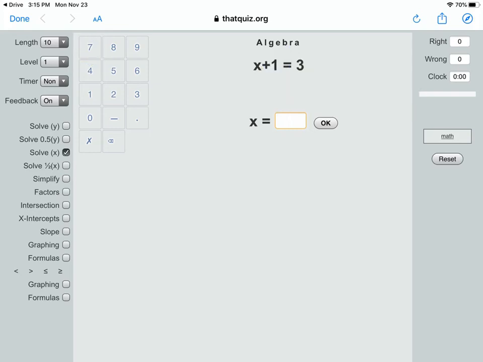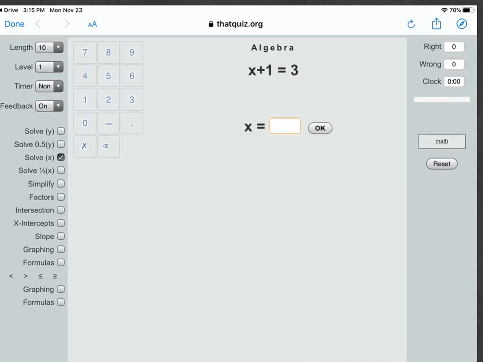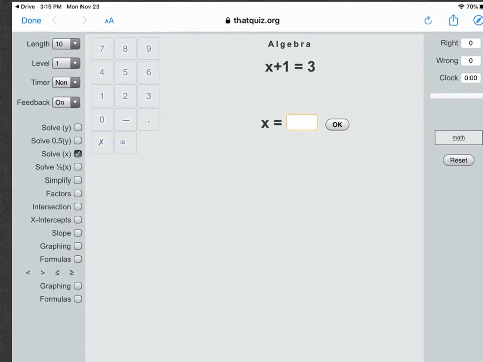And then you will hit OK. Alright, last example. So again, you're going to look to see what operation. So here we're adding, so we are going to do the inverse, which is subtract 1 from both sides. And positive 1 minus 1 is 0, so that leaves just x on the left side. And we have 3 minus 1, which equals 2. So you're going to go over to the left here, pick your choice, and then put it in and press OK.